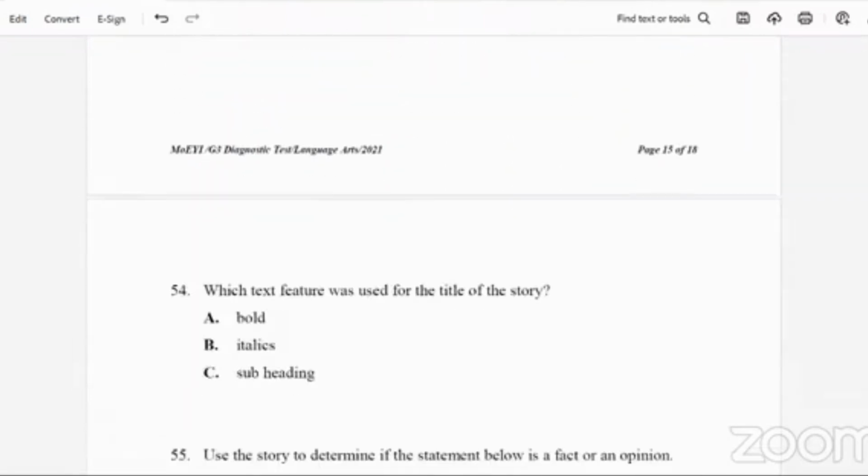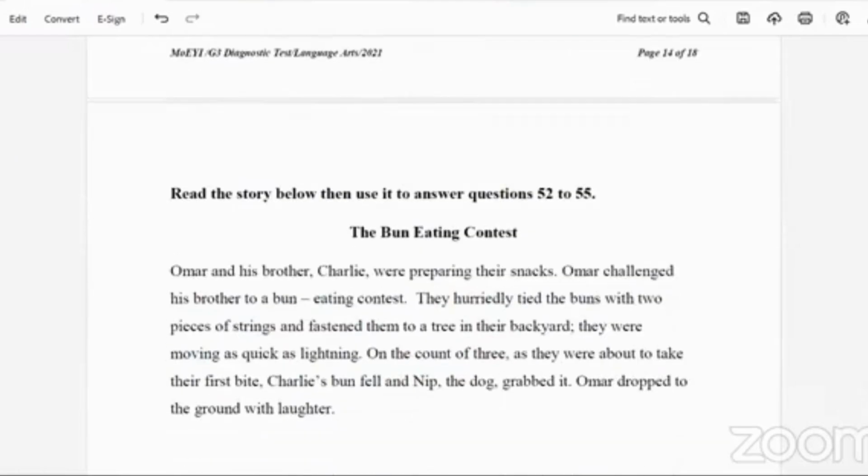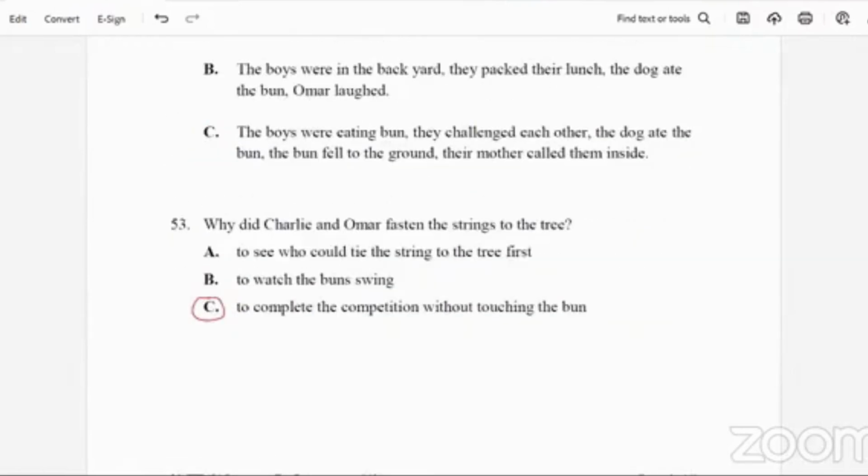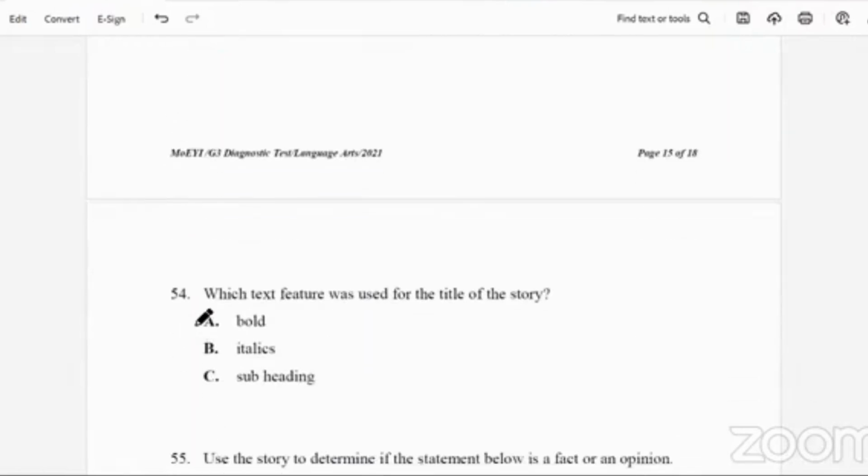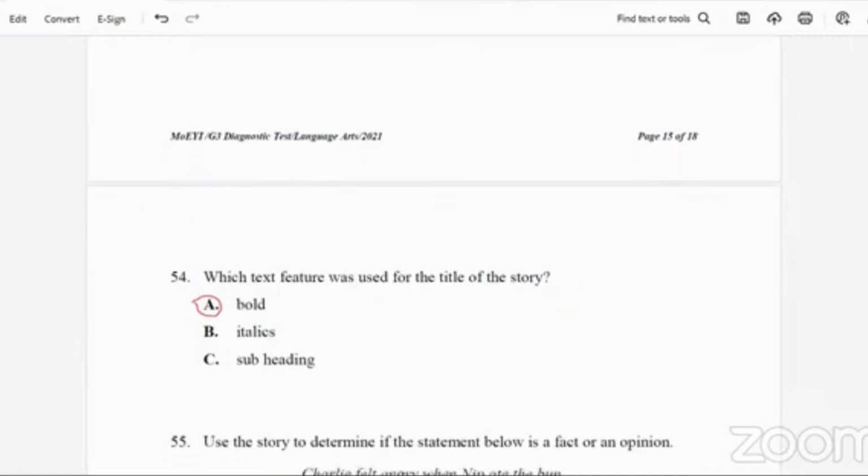Question 54. Which text feature was used for the title of the story? Was it bold, italics, or subheading? Let's go back to the bun eating contest. That was in bold. So that's the answer for question 54, bold. Italics would be a certain slant. And it was that subheading that would have been the topic. The title, not a subheading. So the answer is A.